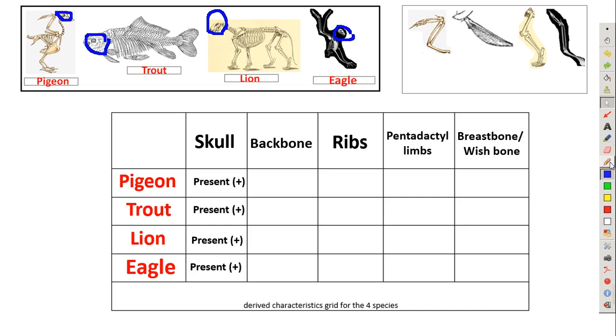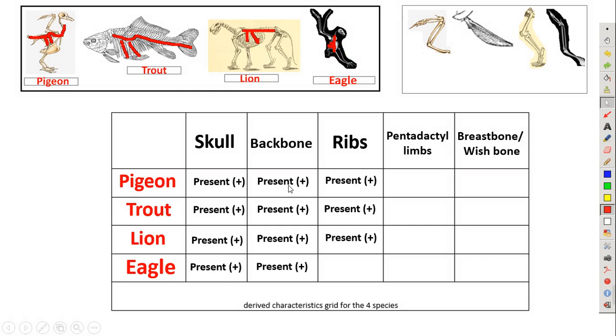Now then, what about a backbone? Do these species all have backbones? Again, the answer is yes. They all have a backbone. And while we're at it, they all have ribs. It's a bit camouflaged, but if you look at the picture in your booklet, you can see that they all have ribs and they all have a backbone. Again, we're going to state that they have a backbone and ribs.